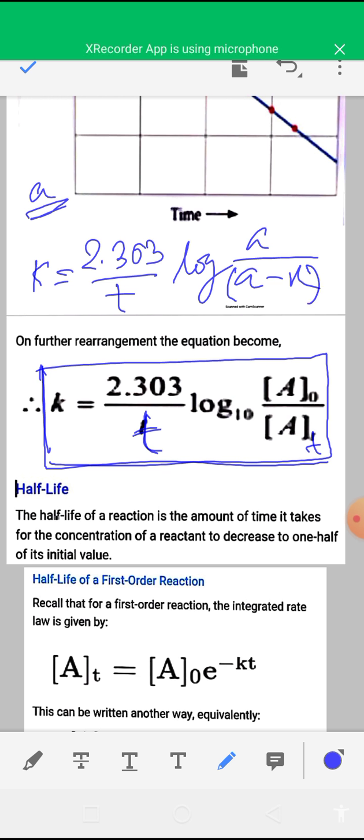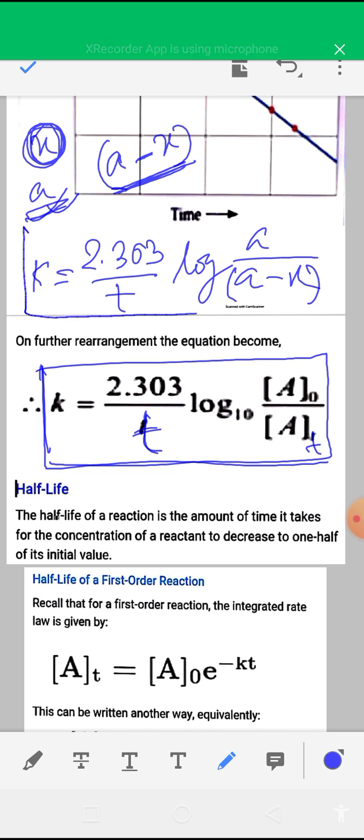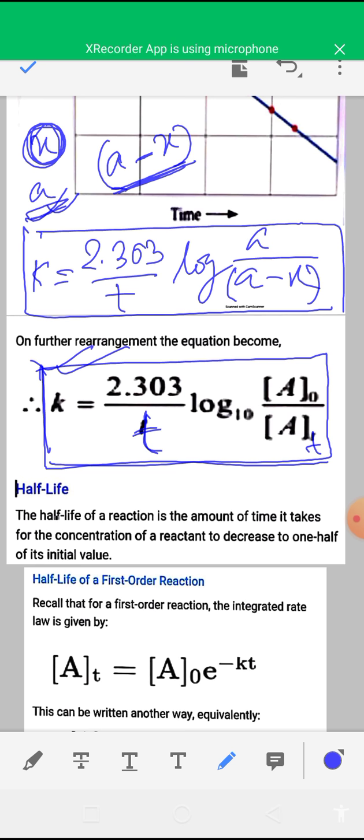a is the initial concentration of reactant, and suppose x mole of product is formed, then the concentration of reactant left after time t will be a minus x. So you can also write the equation like this: K is equal to 2.303 by t log a by a minus x. Very important equation. You have to solve some numerical problems based on these equations.